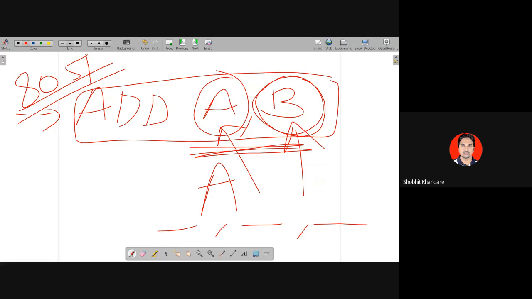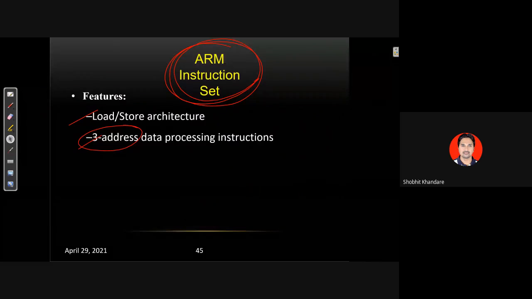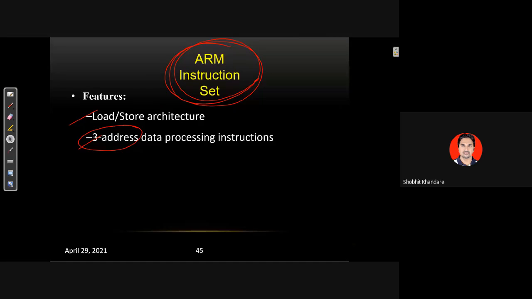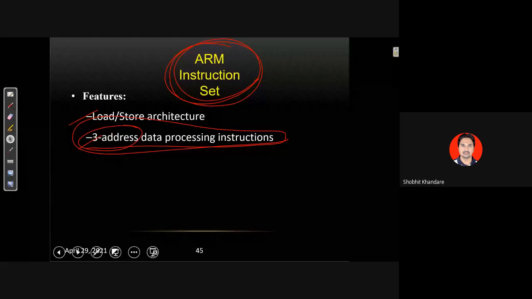When we see examples, we will see that we can write three operands in a single instruction. That is the meaning. We will see this understanding when we talk about examples of the ARM instruction set. So what we saw here is that we have three address data processing instructions. Three address means we are using three operands. That is the name.